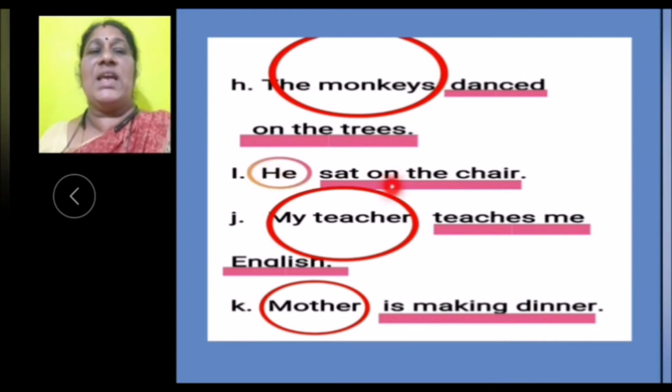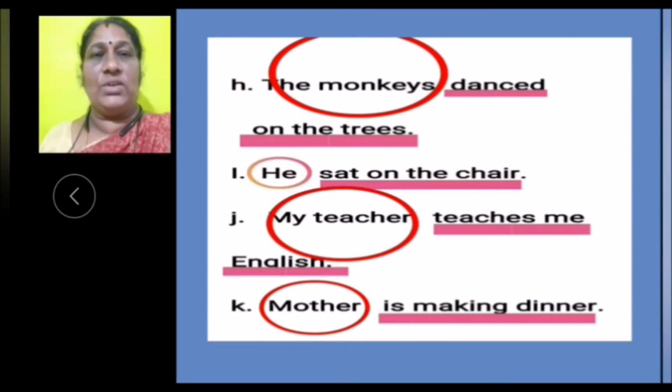I. He sat on the chair. Who sat on the chair? He sat on the chair. He is the subject and sat on the chair is the predicate.